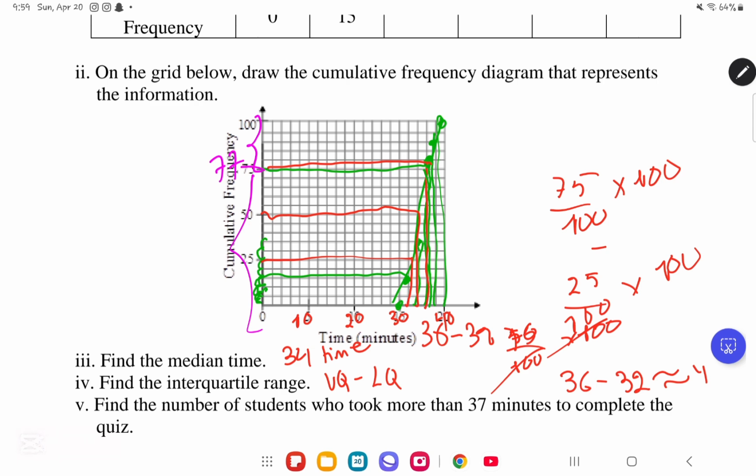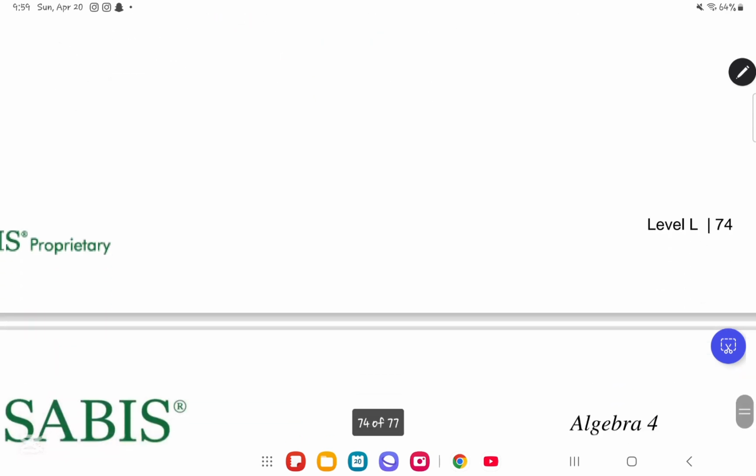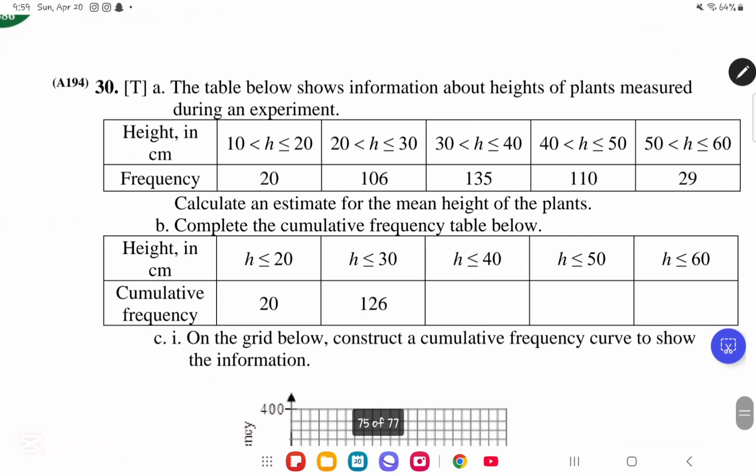How many took longer than 37 minutes? So you need this value over here. So it's going to be 100 minus 77, and you will get an answer which is 23. This is based on my graph. Of course, if you get something different, just base it off of your graph, okay?